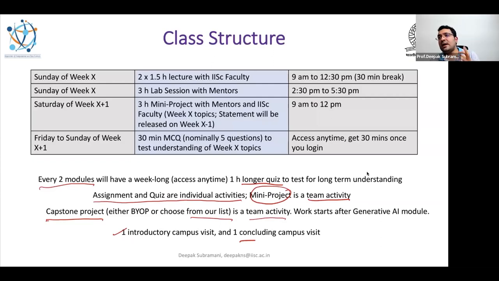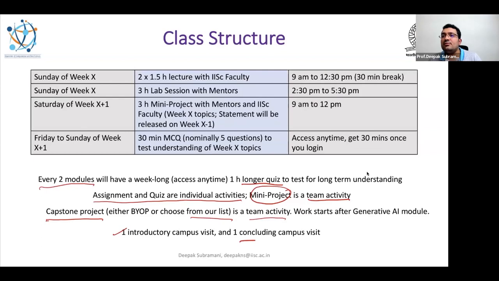What is the duration of the campus visit? It will be one weekend, Saturday and Sunday combined. So that will be the campus visit. Who will be the faculty? I will be handling the 4 modules on AI. Professor Shashi will be handling the 4 modules on MLOps. So together we will be handling that.